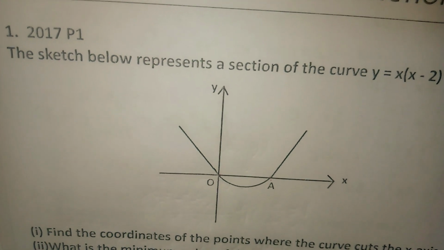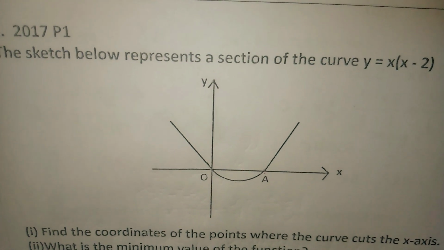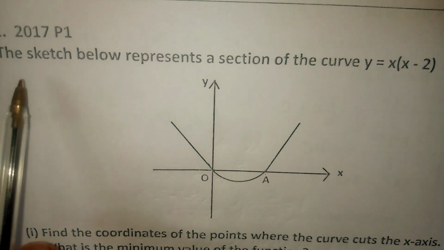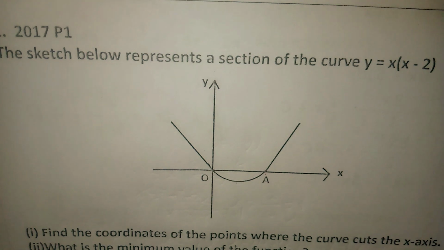Graphs of functions. Okay, so the question is saying the sketch below represents a section of the curve, which is given by the equation y equal to x(x minus 2). So this is a sketch that we have been given here. This question came under graphs of functions, and it came in 2017, paper 1. These questions come in paper 1. So how do we solve this question?